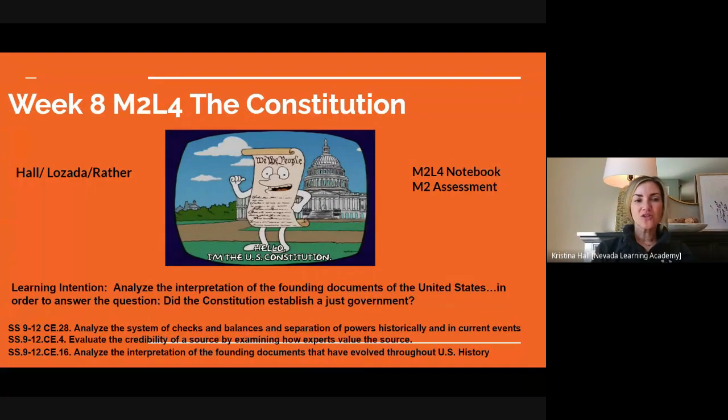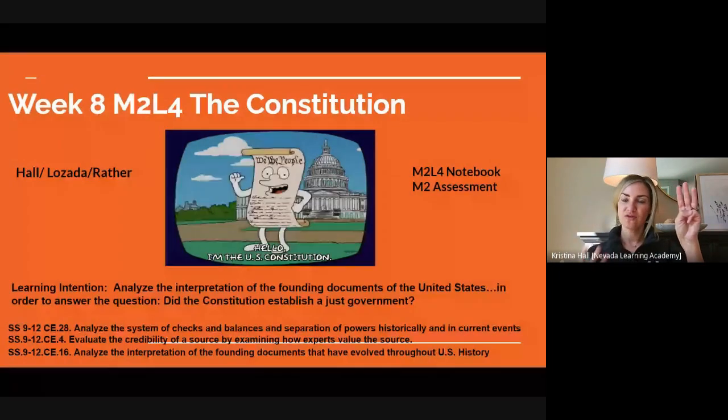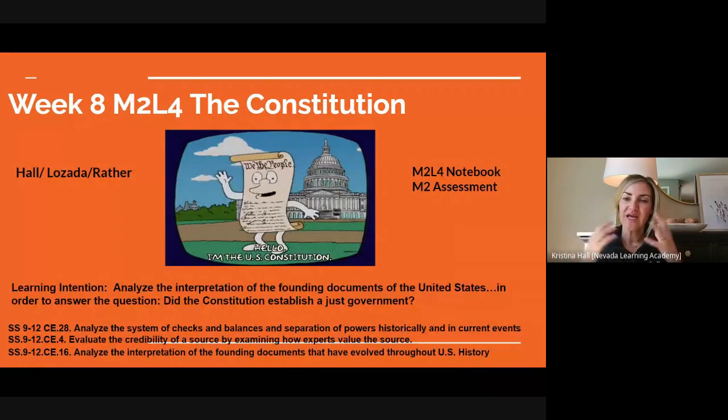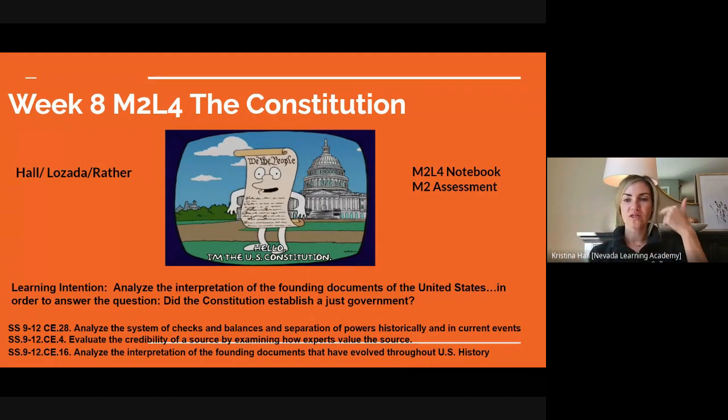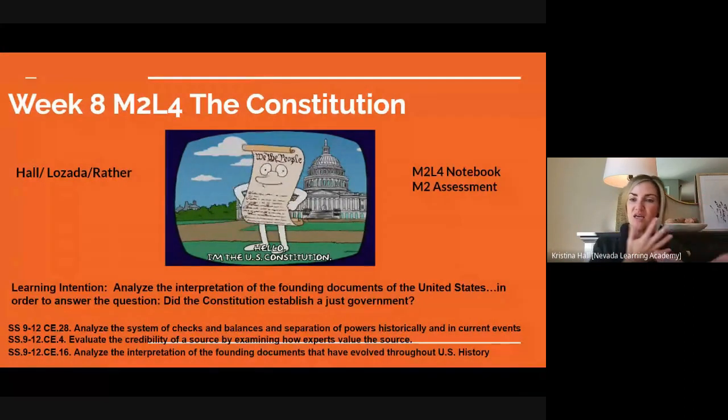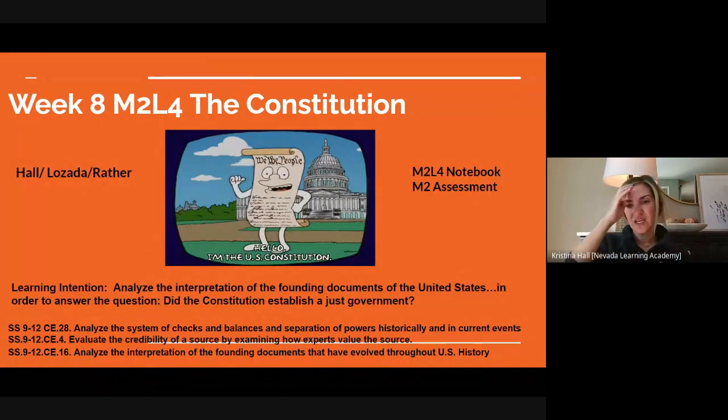So our learning intention with this lesson in Module 2, Lesson 4 is to look at the Constitution one more time. Like, why was it altered? What was the purpose in setting up these 3 branches, right? That's what we've been doing in Module 2. We've been looking at the 3 branches of government that the Constitution set up. We looked at the legislative branch, right? How they made laws and their role. We looked at the executive branch, the president, in charge of all these different 15 cabinets, in charge of the military, appointing positions. And then we looked at the judicial branch.